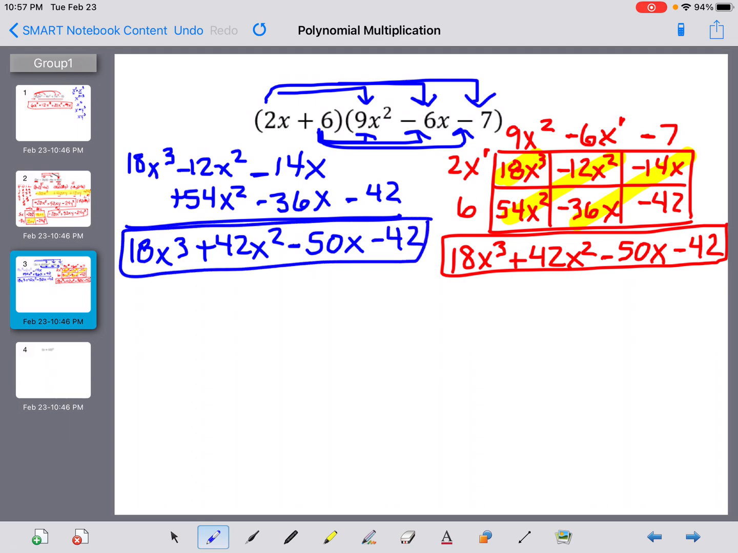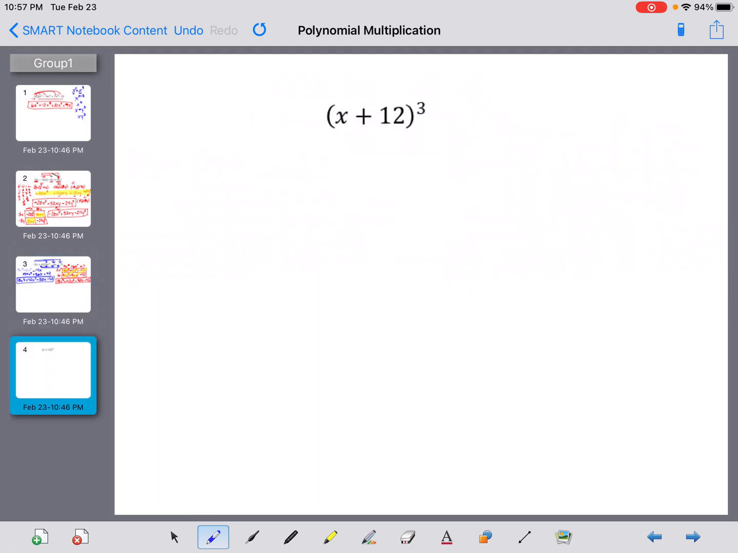Okay? So as you can see, my answers are the same. It's just a different method of being able to multiply. Key thing here, we're not solving for x, we're simply multiplying them out to make one long polynomial instead of some multiplication. All right, I have one more example for you.